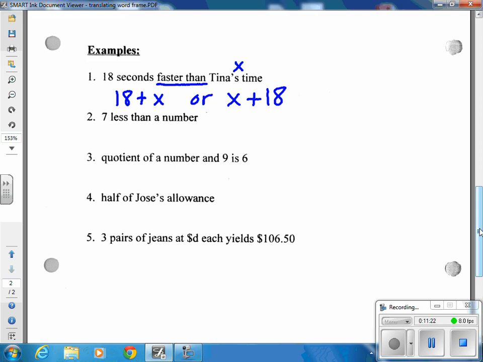All right, so for number 2, star this one. This one's got that key phrase less than that I was talking about, and this is one of those words that we have to watch the order of. We don't know the number, so that's where we're going to put our X, where the a number part is.